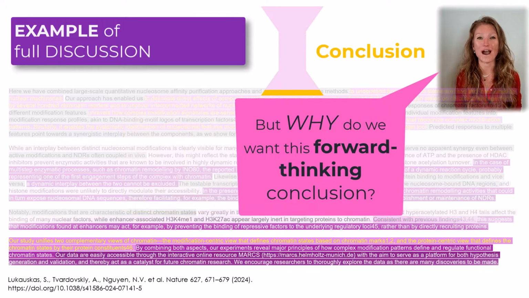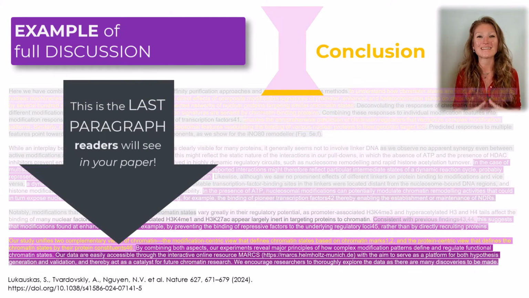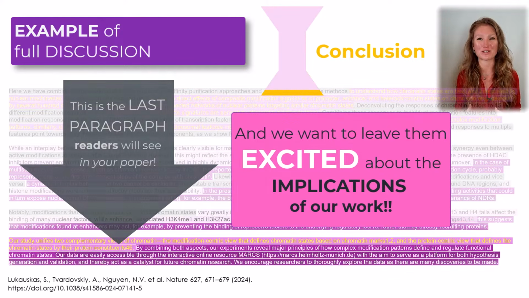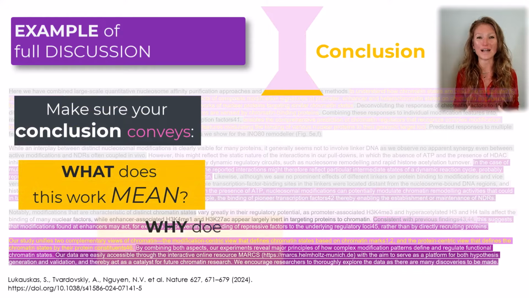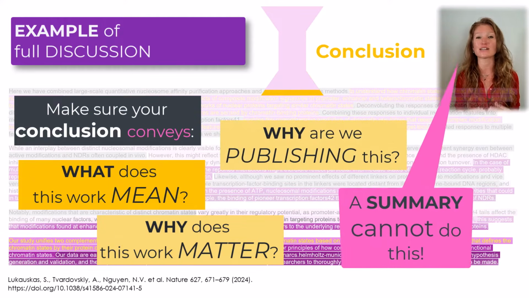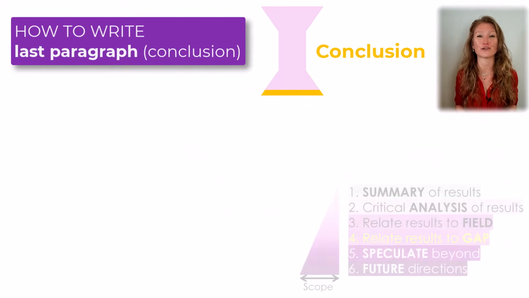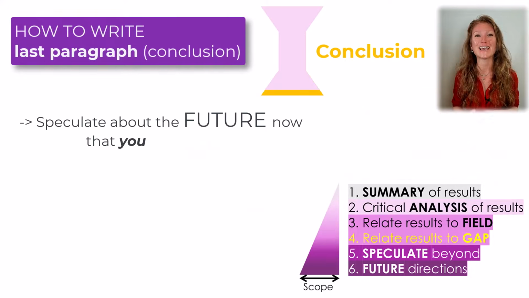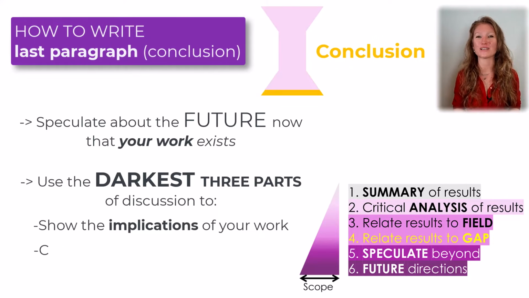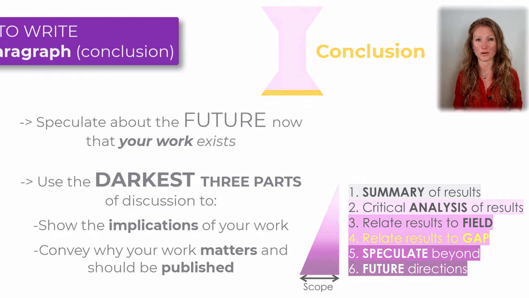Let's talk about why this makes sense. This is the final paragraph of your research paper. By this point, you want your reader to be getting excited about the implications of this work. What does this work mean? Why does it matter? Why are we publishing this? And if we just have a summary, that's not going to do anything for our reader. Instead, your final paragraph of your discussion, your conclusion, is forward thinking, those darkest three colors, or those last three key parts of a discussion to show the implications of your work and why your work matters.